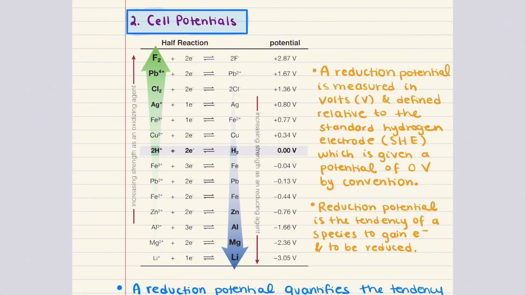Now, we could also talk about standard reduction potential. This is measured under standard conditions, so 298 Kelvin, 1 atmosphere pressure, and 1 molar concentrations for all of the reactants and products. These standard conditions allow us to compare the relative reactivities of different half cells and then predict the direction of electron flow. A more positive standard reduction potential means a greater relative tendency for reduction to occur, while a less positive or more negative standard reduction potential indicates a greater tendency for oxidation to occur.